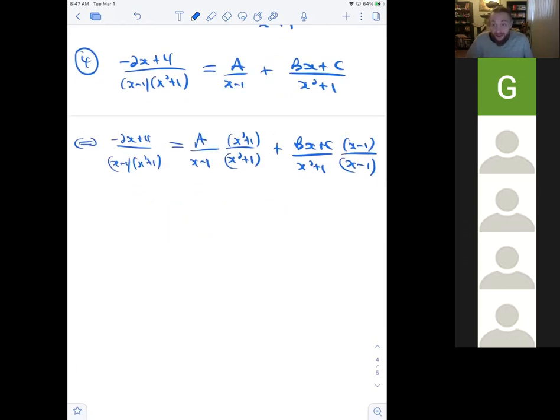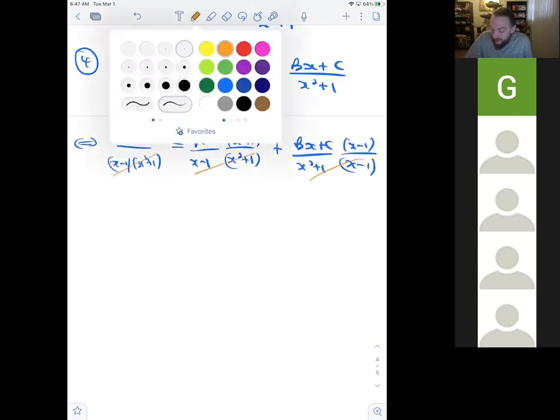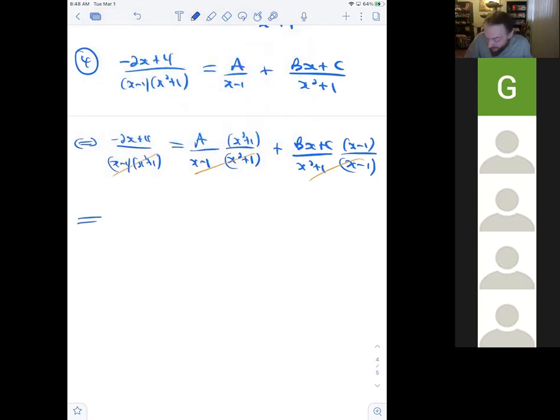Now I have a common denominator, so I can get rid of it on both sides. So what I do is I now ignore it on both sides, and we can focus on the numerator. It will give us -2x plus 4 has to equal ax squared plus a plus bx squared plus bx minus, or plus cx minus c.